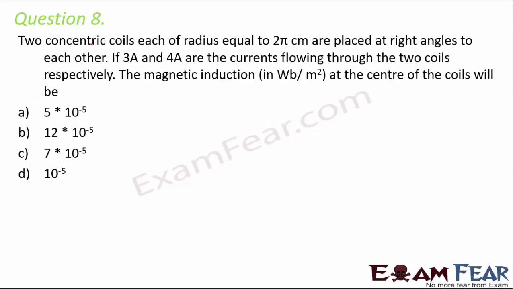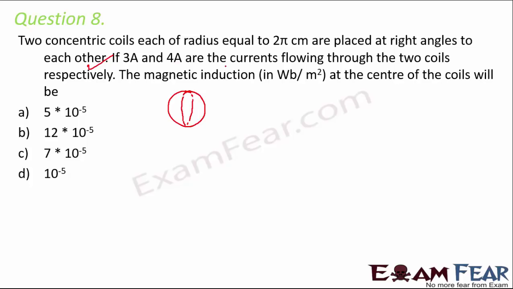Question number 8. Two concentric coils, each of radius equal to 2 pi centimeters, are placed at right angles to each other. Okay, so let's say that you have a coil like this, you have another coil like this. Just try to visualize it. It's like, just imagine two bangles. You place one bangle like this, you place another bangle in such a way that these two bangles are perpendicular to each other. So you can fit in the two bangles this way. Cool. So we understood this.